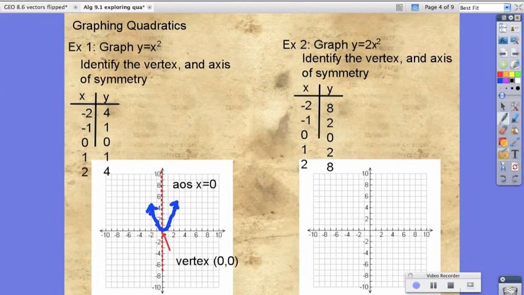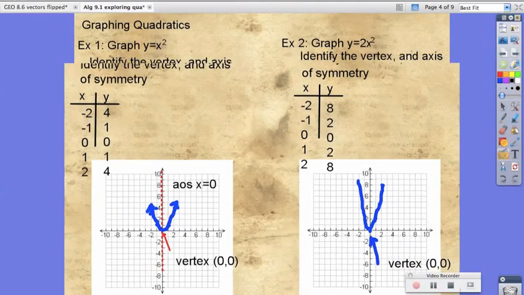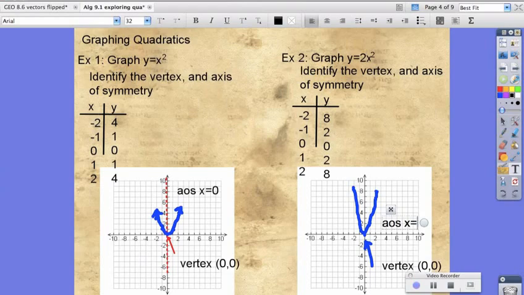So when we plot these particular values, we have -2, 8, -1, 2, 0, 0, 1, 2, and 2, 8. So again, we're going to graph this line. And our vertex, again, is at our minimum. So our vertex is at 0, 0. And our axis of symmetry, our AOS, is x equals 0 as well.